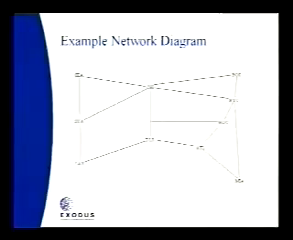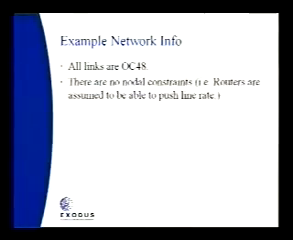So here's our example network. The nationwide backbone looks probably pretty typical for a lot of your tier 1 ISPs. All the links are OC48, and another assumption is that we assume there are no nodal constraints. So routers are assumed to actually be able to do line rate, and with most of those links being OC48, that's not really a problem.